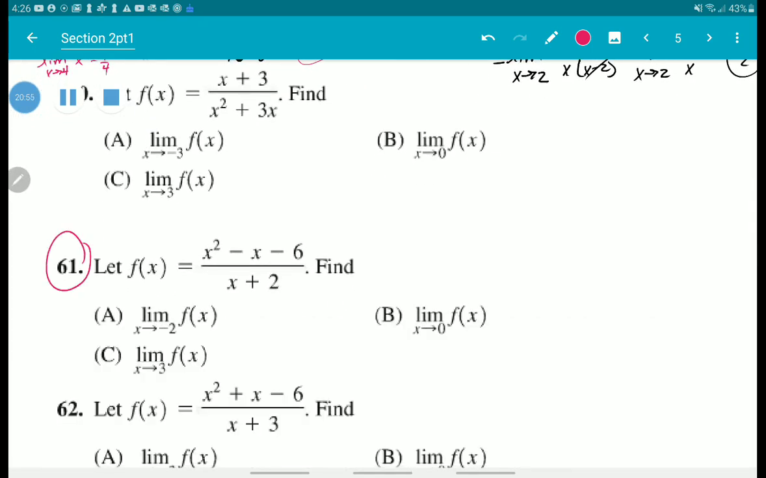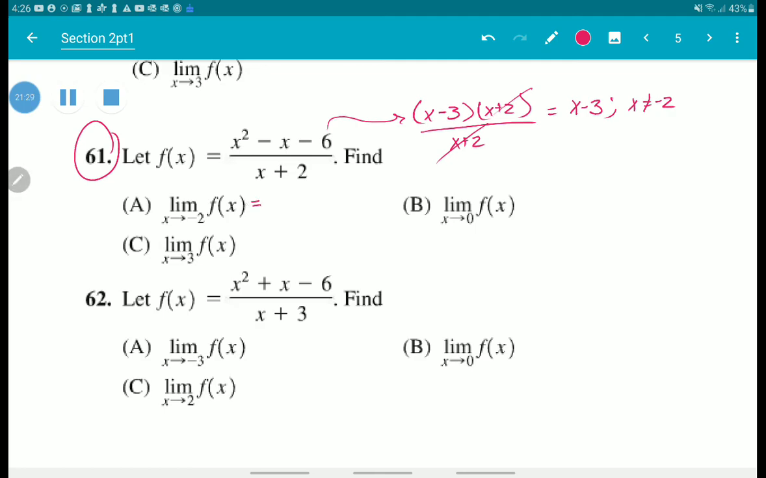So let's look at 61. If we look at this one and we want to find a few limits, I'm going to go ahead and factor and reduce before I start. So that numerator factors into x minus 3 times x plus 2, and that's over x plus 2. Notice those x plus 2's reduce. So this function actually looks like the function x minus 3 as long as we don't plug in negative 2. At negative 2, we would have a hole in this function.